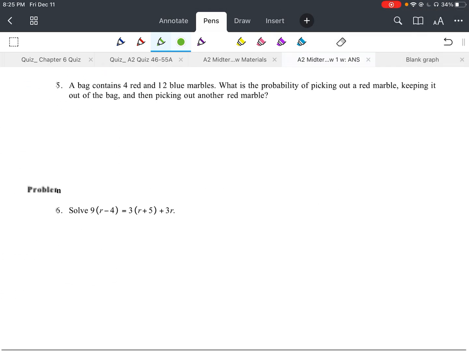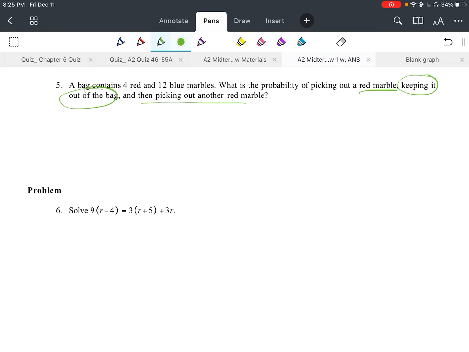Good stuff. You got a bag. Of course you do. It's got 4 red and 12 blue marbles in there. What's the probability of picking out a red marble, keeping it out of the bag, and then picking out another red marble? So you can treat these like 2 separate events, but these are not independent events.